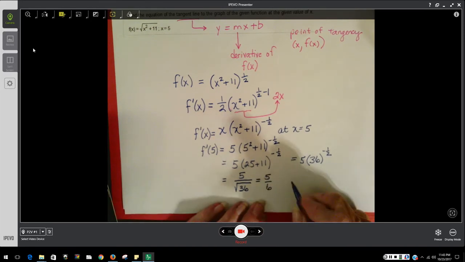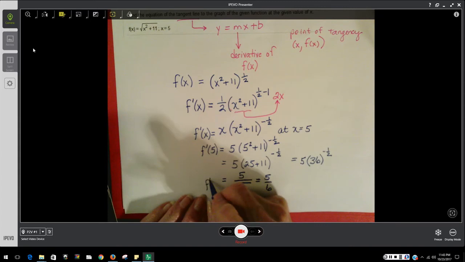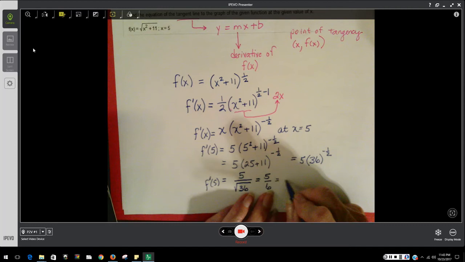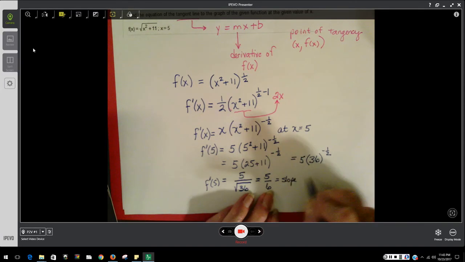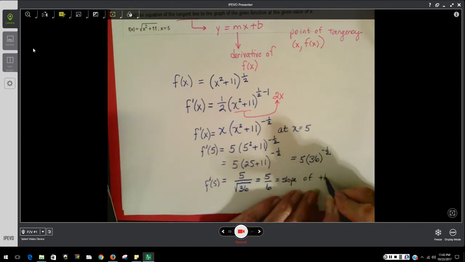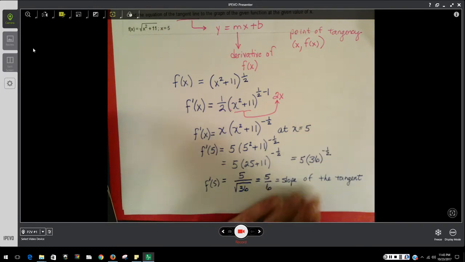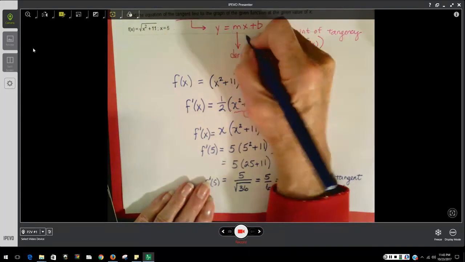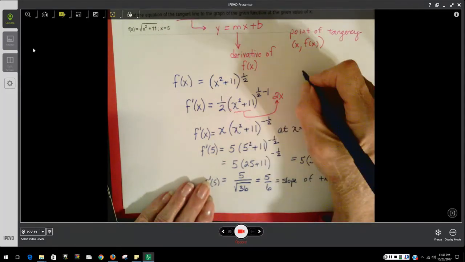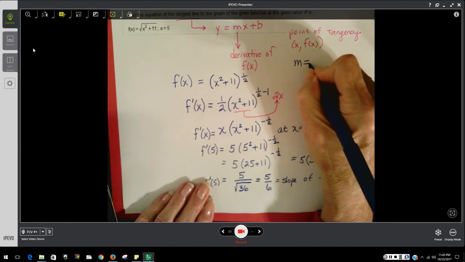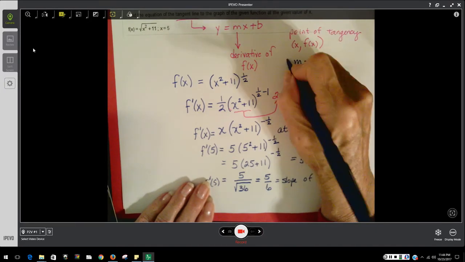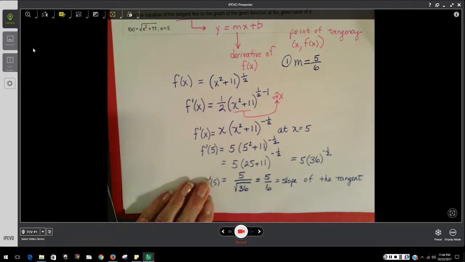So our derivative, f prime of 5, is equal to 5/6, which is equal to the slope of the tangent line. So at this point, we know the value of the slope. So there's the first piece of information we needed.